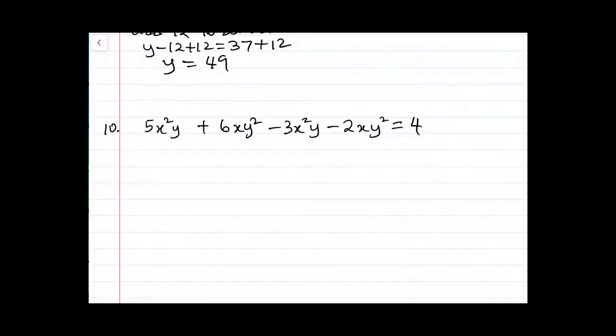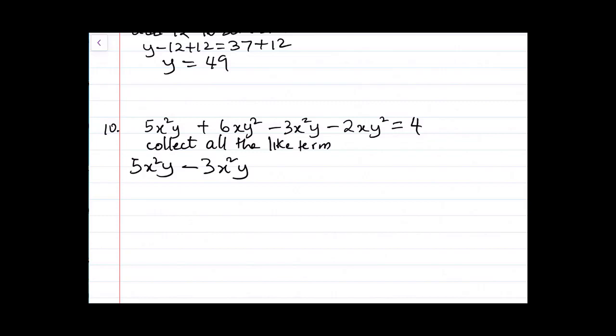We have 5x squared y plus 6xy squared, minus 3x squared y minus 2xy squared equals to 4. The same concept applies, which we have been applying all along. Collect all the like terms. So I have 5x squared y. Then I'm going to be very careful here so that I don't mix them up. Minus 3x squared y. Then we come to plus 6xy squared minus 2xy squared equals to 4.